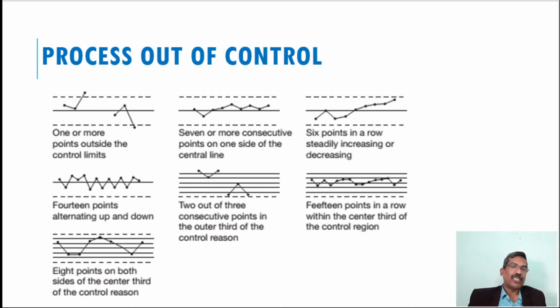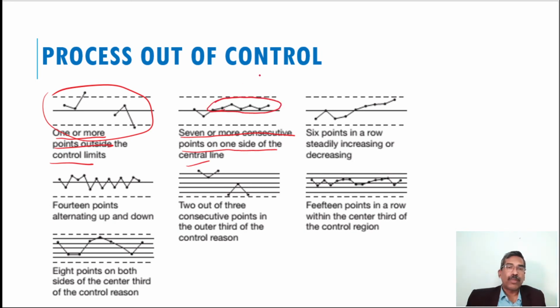So how to decide that the process is out of control? One or more points outside the control limit. This is the very basic rule which we have discussed. Now, 7 or more consecutive points on one side of the center line. There should not be 6 or 7 or more consecutive points on only one side of the center line. If this type of pattern exists, that means there is something wrong, and the process is out of control. Similarly, 6 points in a row steadily increasing or decreasing.